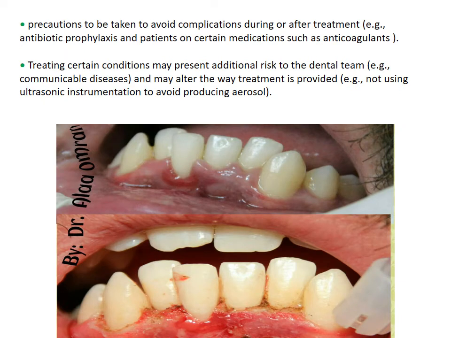Precautions must be taken to avoid complications during treatment. Treatment of certain conditions may present additional risk to the dental team.